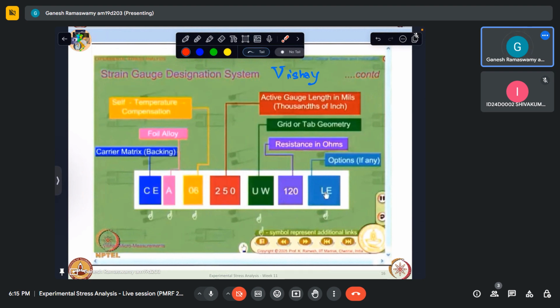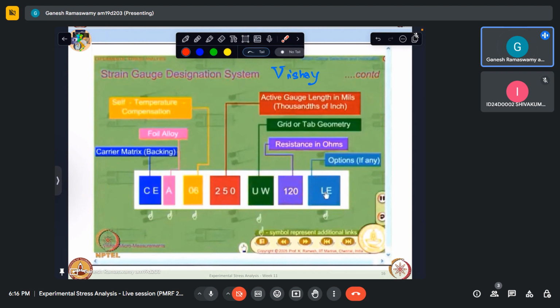So in that interest, every strain gauge has a particular code. When we ask for a code, we may have to mention this code, or we may have a catalog from where we need to select this. Each of these terms relates to something. The first two relate to the carrier matrix, the backing that is used, then the foil, then the self temperature compensation number. Then we have the gauge length, which is given in mils, because they don't use the metric system, they use the imperial system, and other aspects to it.